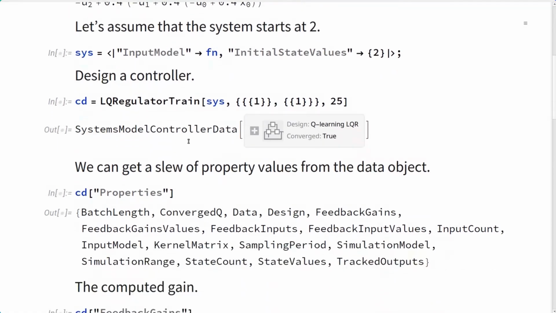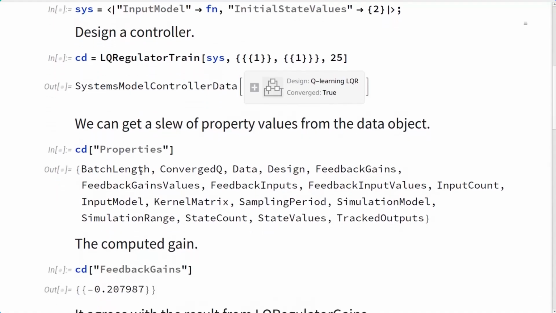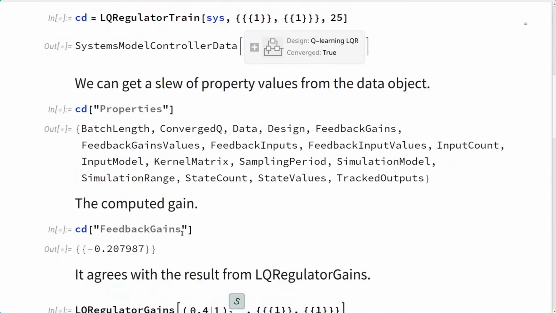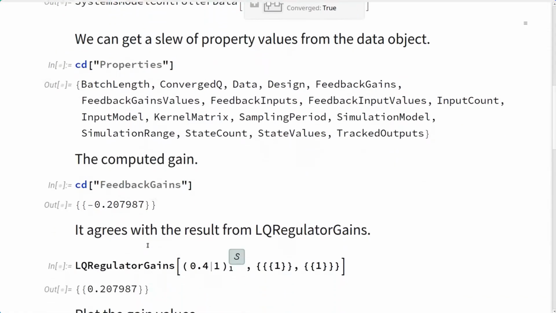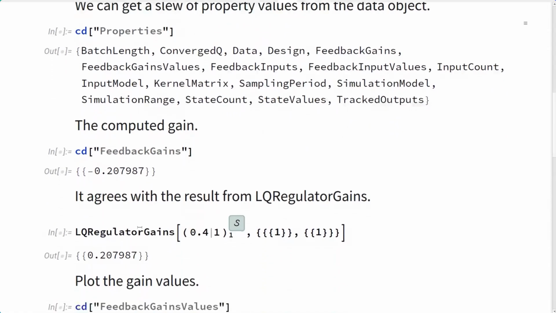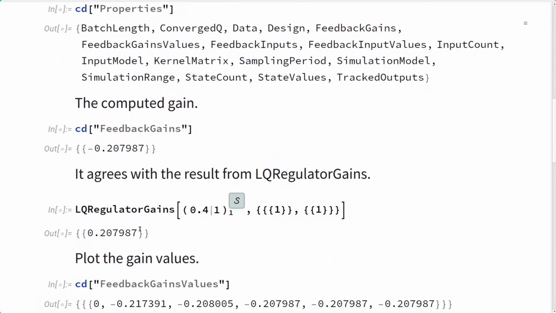Okay, once we get that controller data object, I can get a whole slew of properties. Like the batch length, that is how many simulations it did before it computed a controller, and whether it converged. This is the same data object. Feedback gains, I think, is the most important one. What were the feedback gains that were computed? We can query that and see that this is the value we got, and it actually agrees with the results from LQ regulator gains.